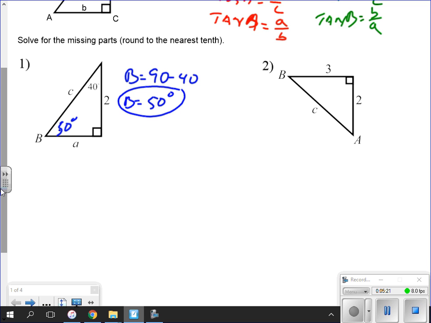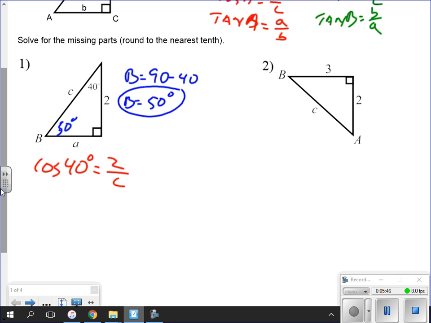So let's say I want to find, I'm going to use the 40-degree angle here. In order to find side C, I'm going to use the cosine. Cosine of 40 degrees is equal to 2 over C. Set up your trig ratio first.